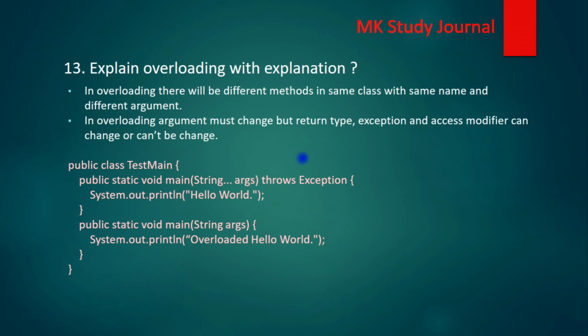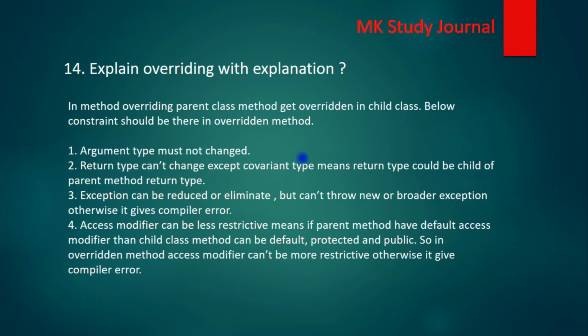The second point is that these are the mandatory conditions: same name with a different argument, so the argument must change. For the return type, exception and access modifier, there is no constraint. The return type can be different or the same, and similarly with the exception and access modifier. So the only constraint for overloading is that the method name should be the same and the arguments should be different. Let's move to the next question.